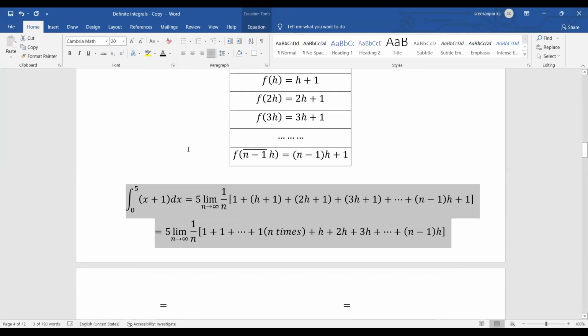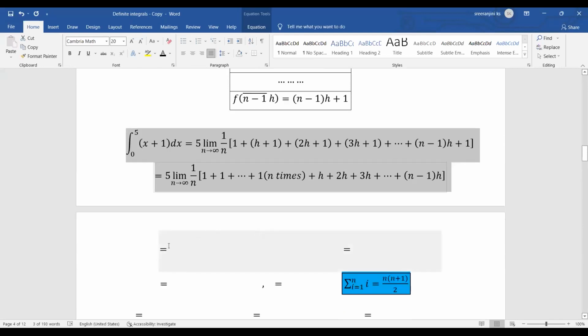And we can say that 1 is present in each and every term. N terms are there, so 1 plus 1 plus 1, n times. What remains is h plus 2h plus 3h plus etc. plus (n minus 1) into h. Exactly the same as the previous problem.